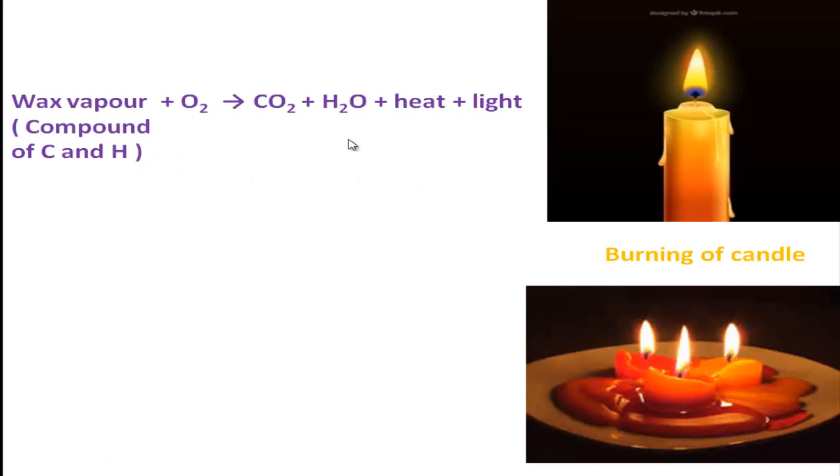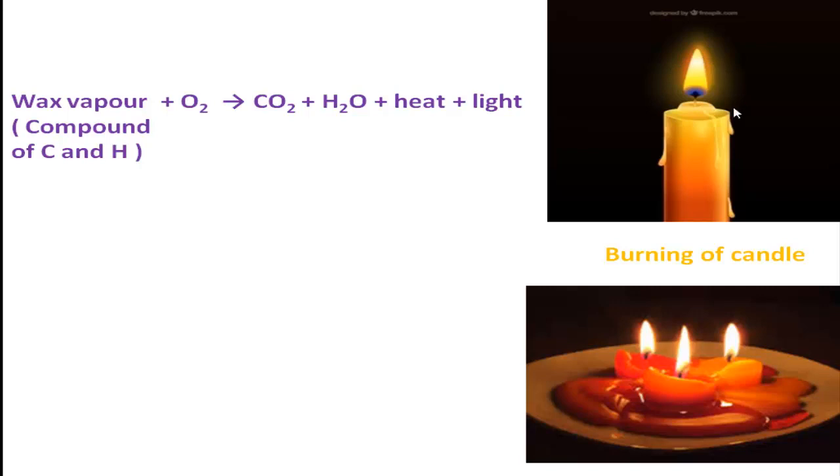Following this equation, wax vapor directly reacts with atmospheric oxygen, and since this is a compound of carbon and hydrogen, carbon combines with oxygen and produces carbon dioxide gas. Hydrogen combines with oxygen and produces water vapor. We cannot see carbon dioxide and water vapor because both are colorless gaseous substances. So water actually exists here in a gaseous state. And it also produces what?